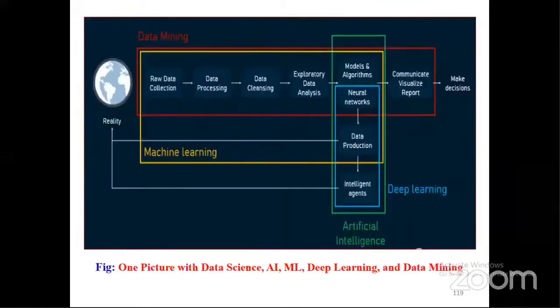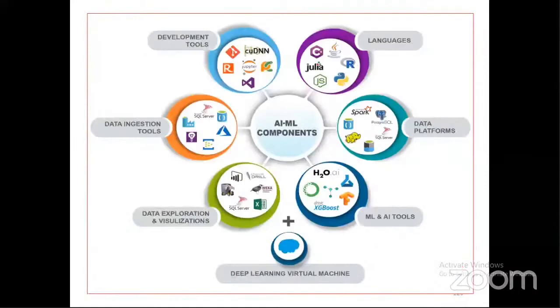Okay, so data mining deals with raw data collection, data processing, data cleansing, exploratory data analysis, modeling, algorithms, communicate, visualize, report. If you see the green rectangle box, we are applying models and algorithms and neural networks, data production, intelligent agents. If you see the yellow box, it includes machine learning. If you see only the blue rectangle box, neural networks, data production, intelligent agents, that is called deep learning. So these are the AI and ML components, like development tools; they are using R, Python, Jupyter, etc.